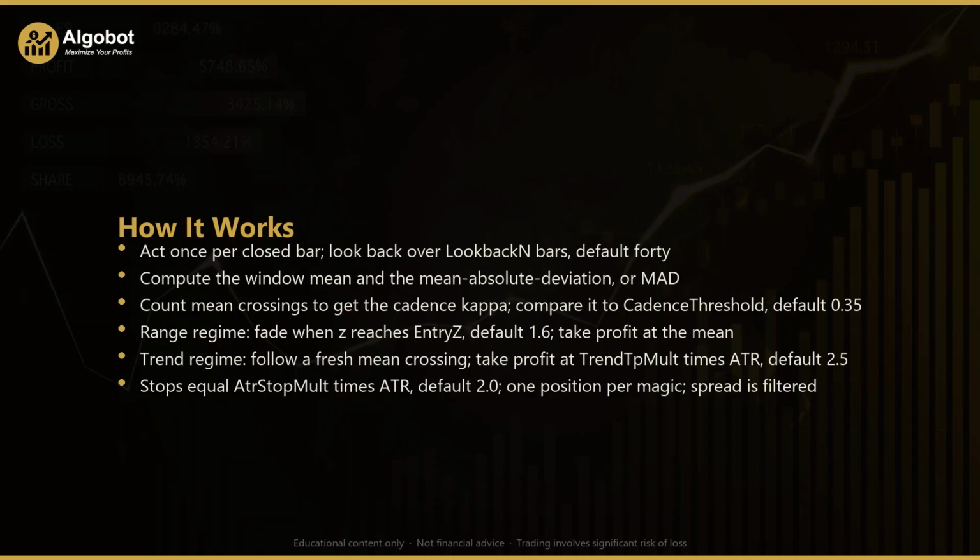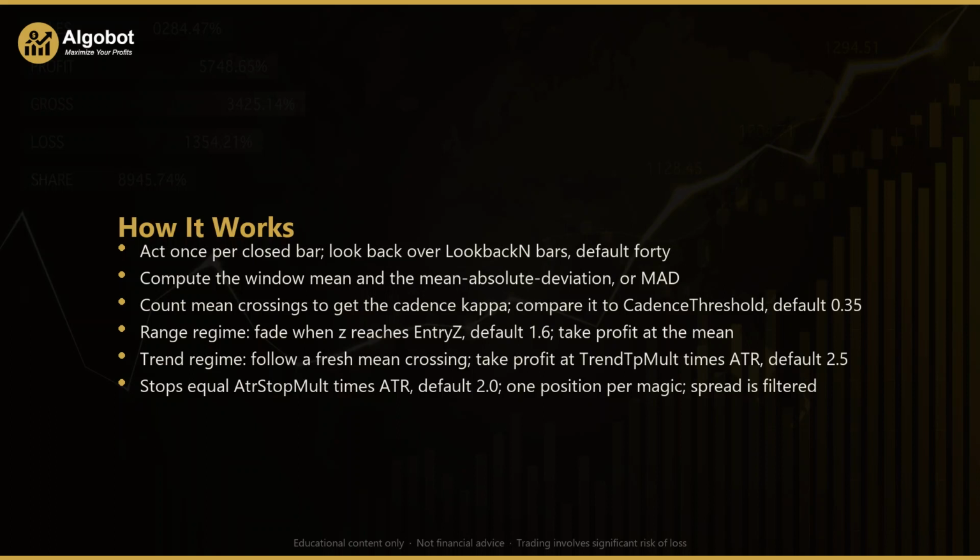The expert advisor acts once per newly closed bar, so it makes decisions on completed candles rather than reacting to every tick. On each new bar, it looks back over a window set by the parameter LookbackN, which defaults to 40 bars. Across that window, it computes the mean of the closing prices, and it measures a robust yardstick of volatility called the mean absolute deviation, or MAD, which is simply the average distance of each close from the mean. Because MAD makes no assumption about a bell curve, it adapts naturally as volatility expands and contracts.